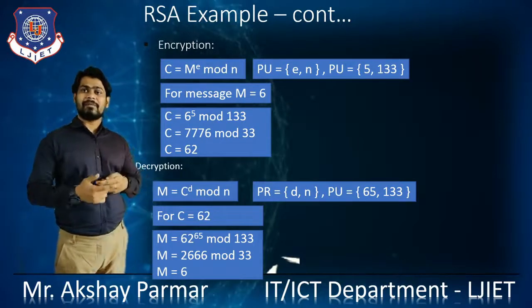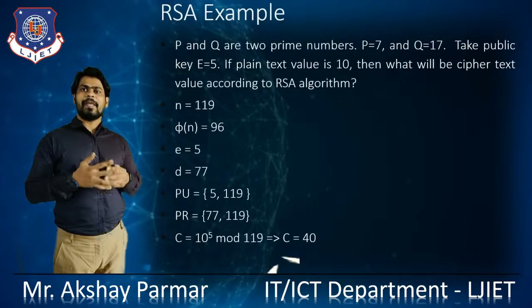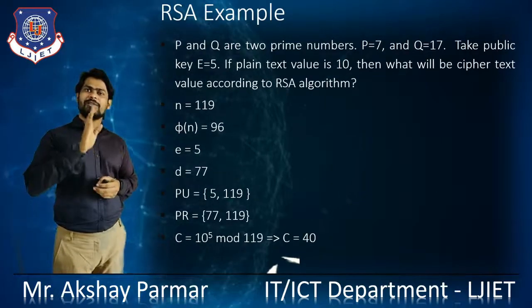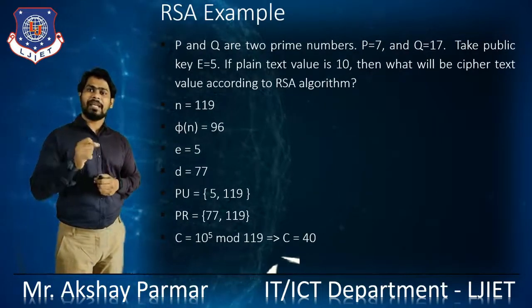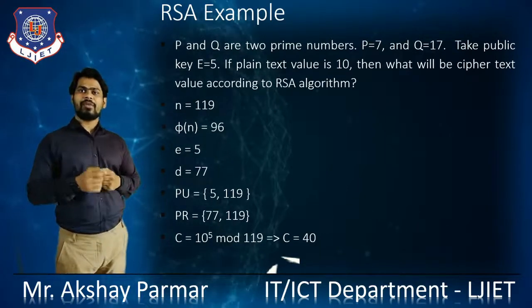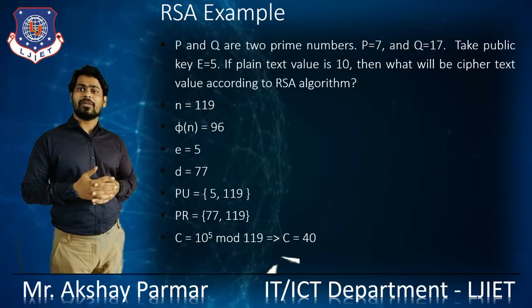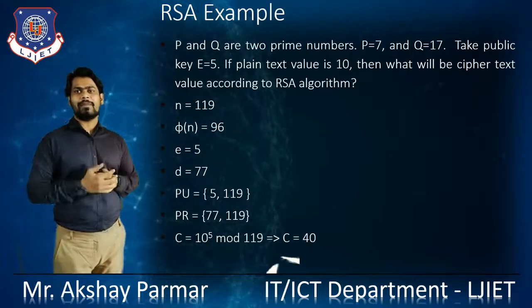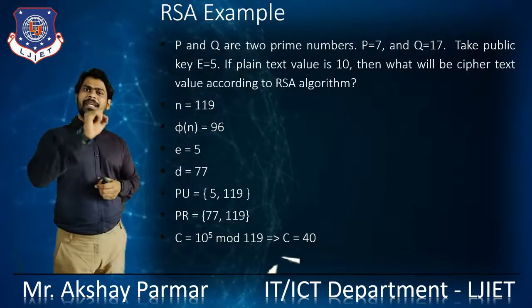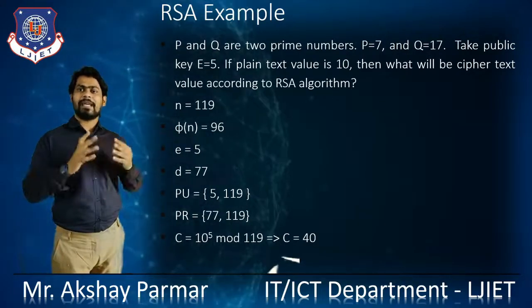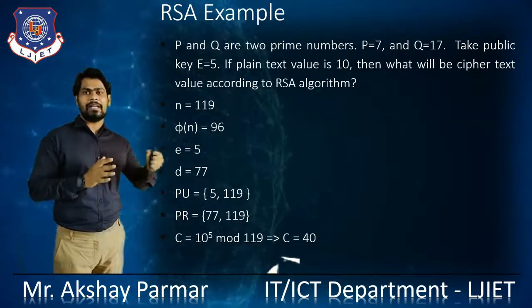Let's take another example. Here p and q are two prime numbers. p is equal to 7 and q is equal to 17. Take the public key as 5. If the plain text value is 10, what is the ciphertext according to the RSA algorithm? Let's discuss that. n is equal to p into q, so 7 into 17 is equal to 119. So our n is equal to 119 here.